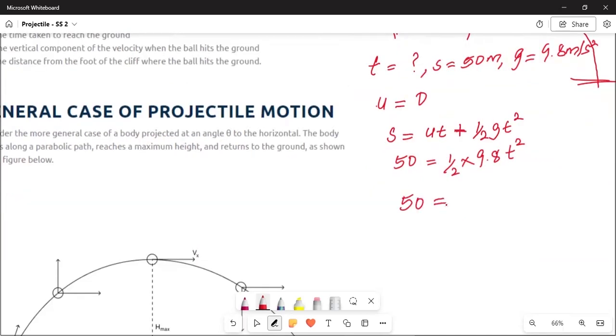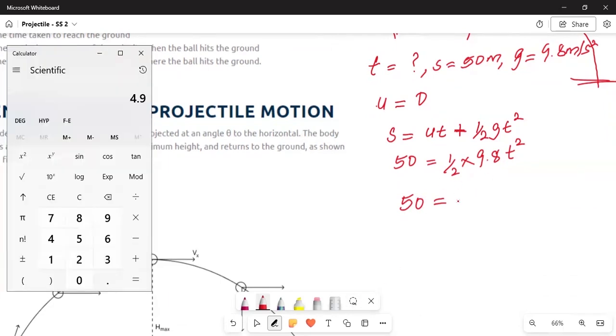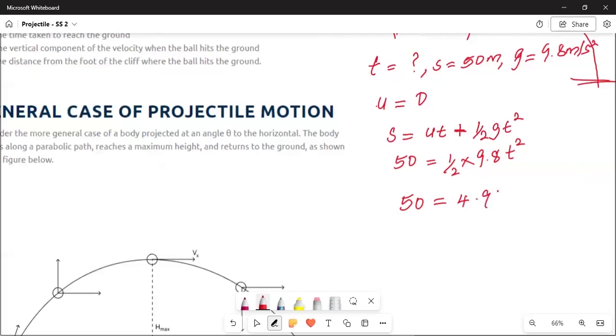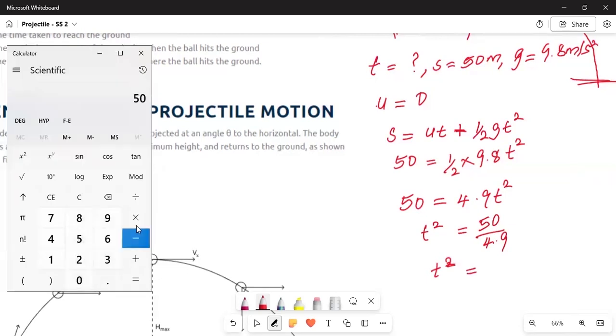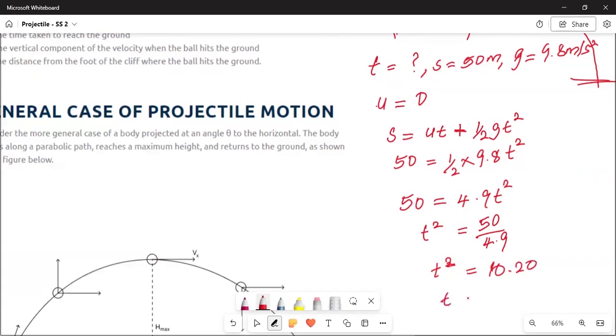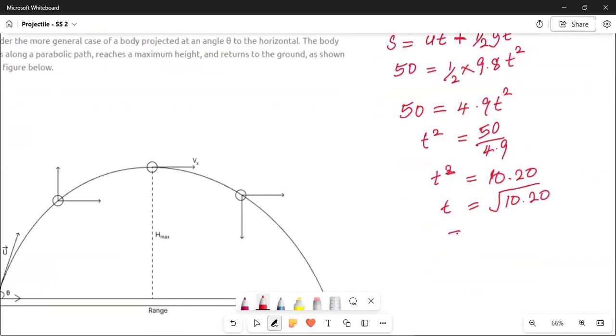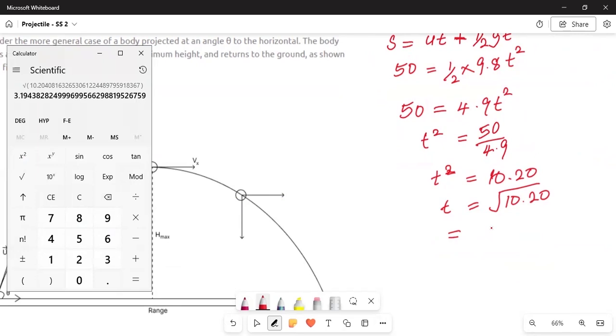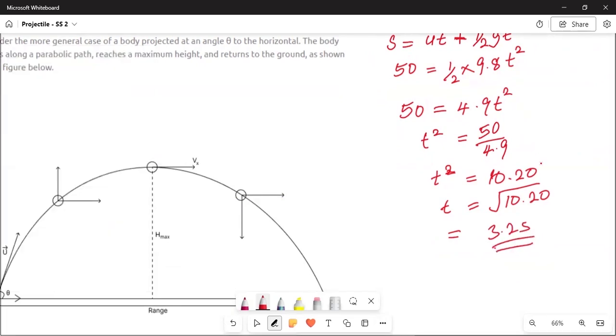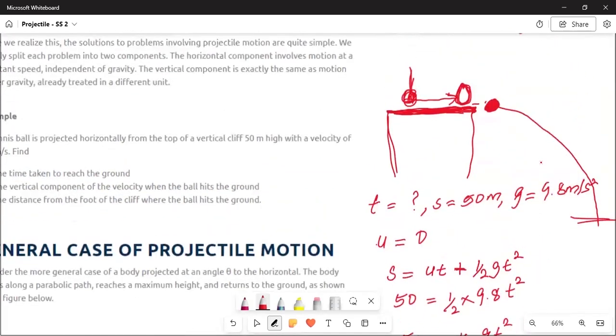50 is equal to 9.8 divided by 2, which is 4.9, times t squared. Dividing both sides by 4.9, t squared is equal to 50 divided by 4.9, that is 10.20. T therefore is the square root of 10.20, which is approximately 3.2. So the time taken to reach the ground is 3.2 seconds.